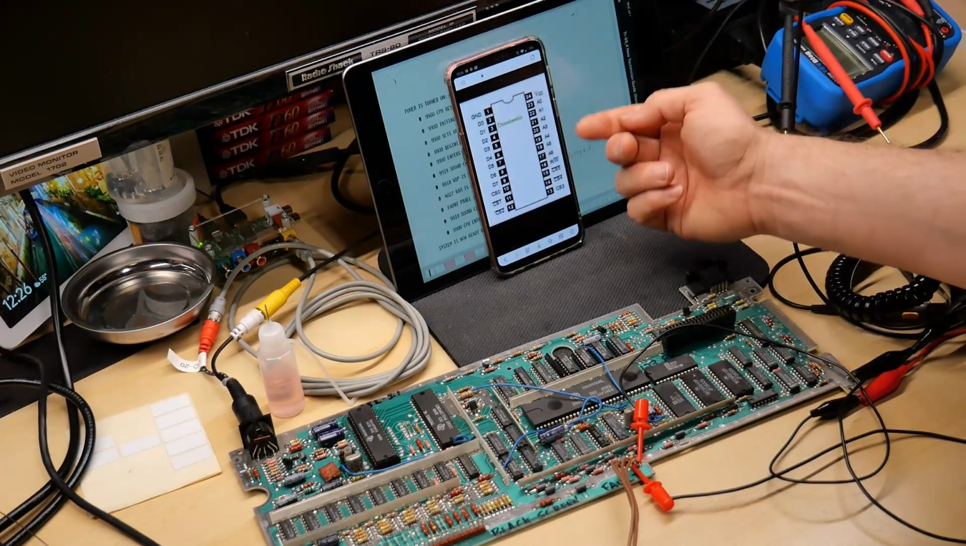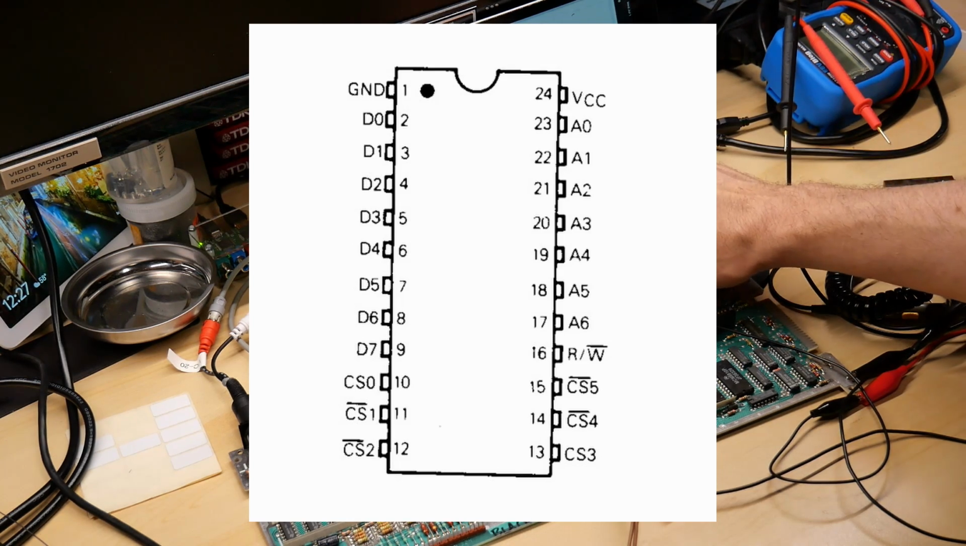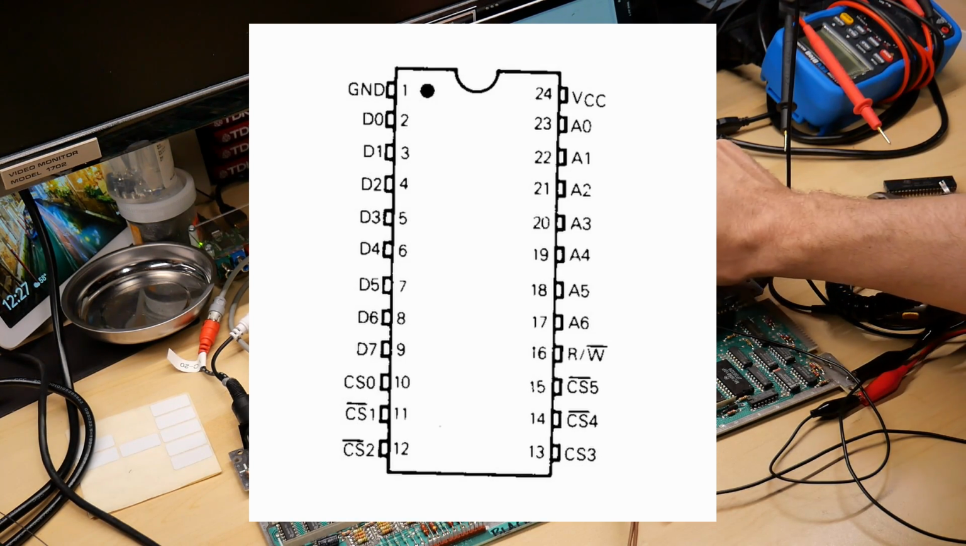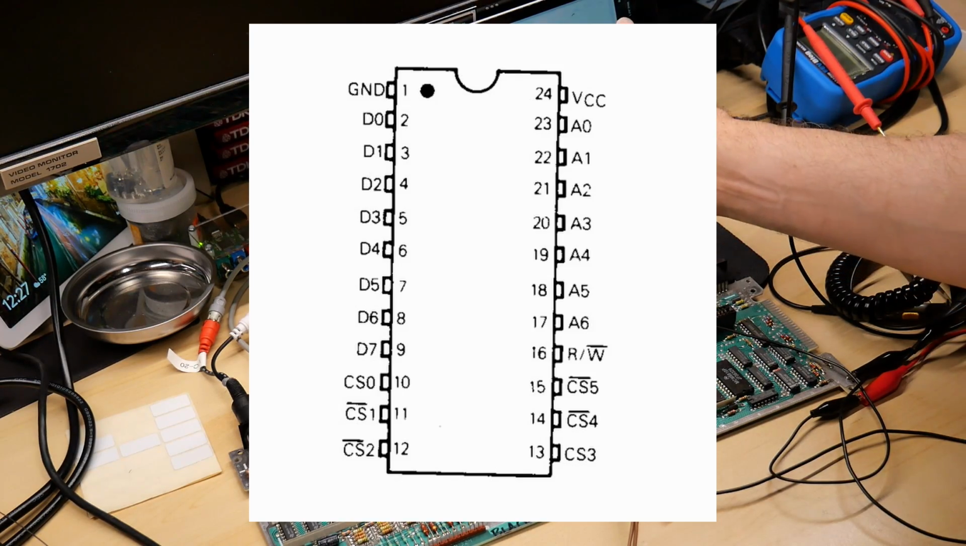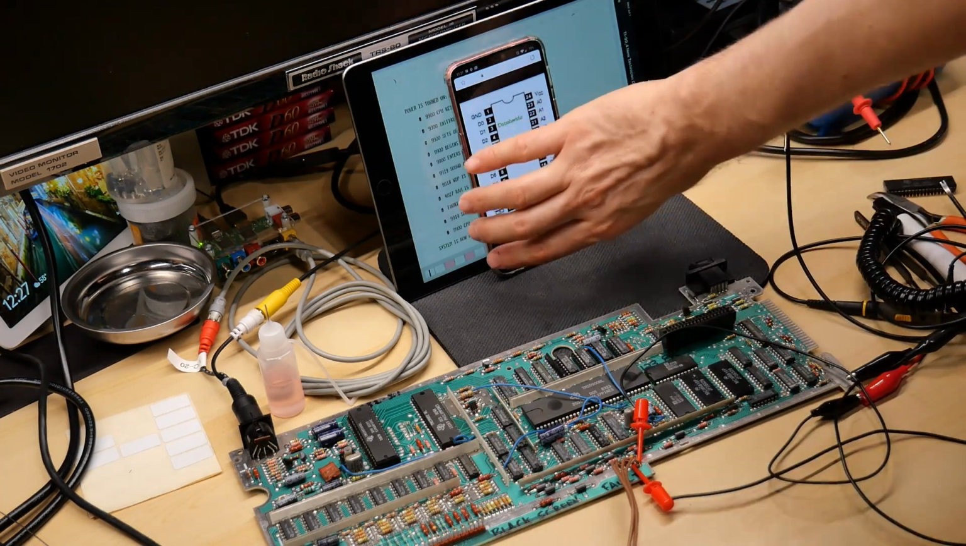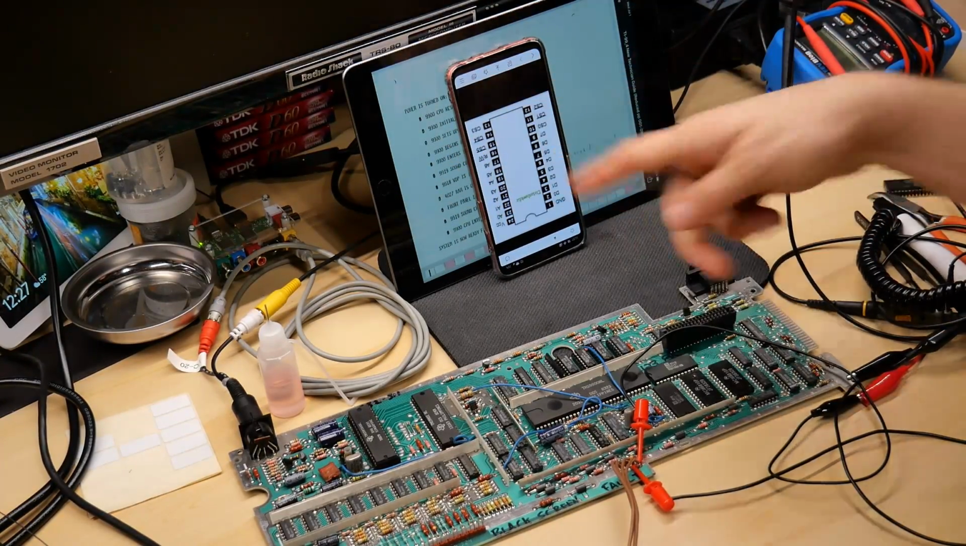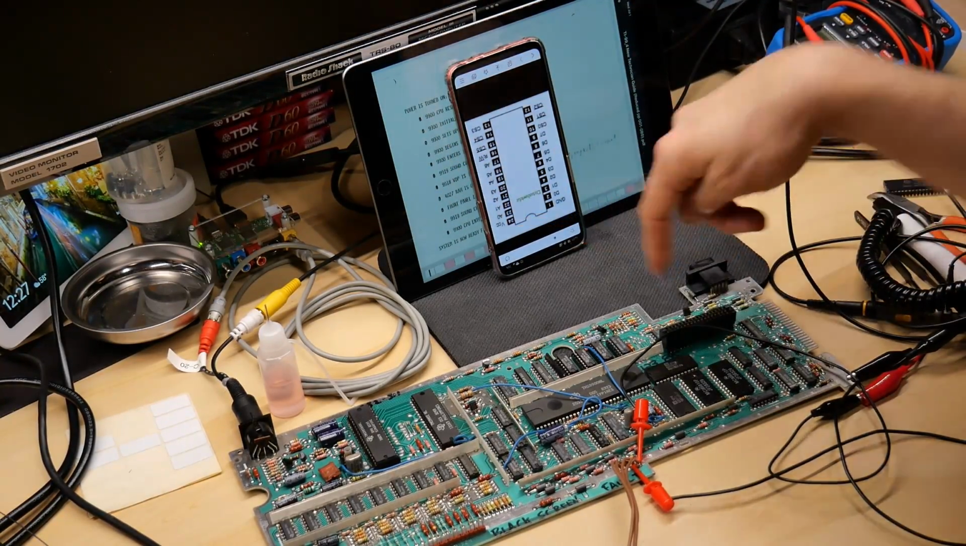Okay, I've looked up the pinout of the 6810 IC. These are all the data lines 0 through 7. There are chip select lines. There's actually 6, 0 through 5. There's a read-write pin, and then there's A0 through A6. Let's give it a check. Although the chip is mounted in the board upside down with pin 1 being down here.